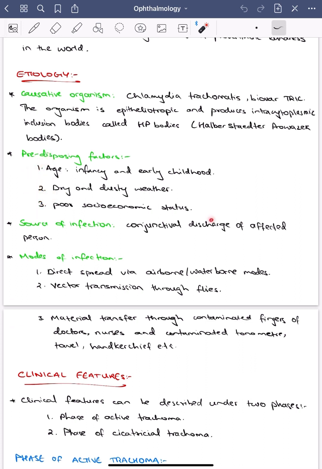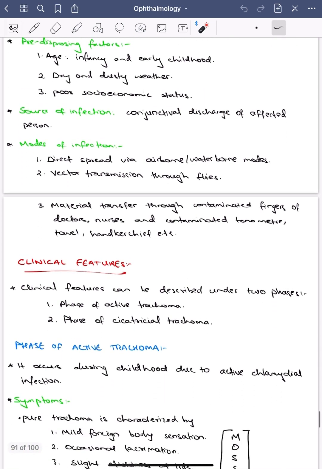The source of infection is the conjunctival discharge of the affected person, and the modes of infection are direct spread via airborne or waterborne route, vector transmission through flies, and material transfer through contaminated fingers of the doctors, nurses, or contaminated tonometer, towels, handkerchief, etc.